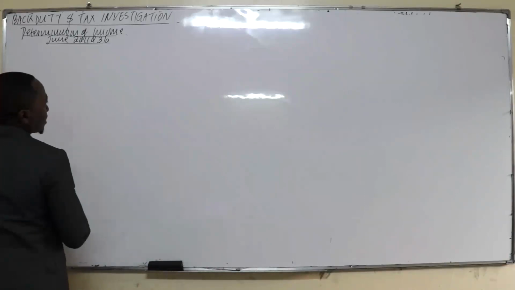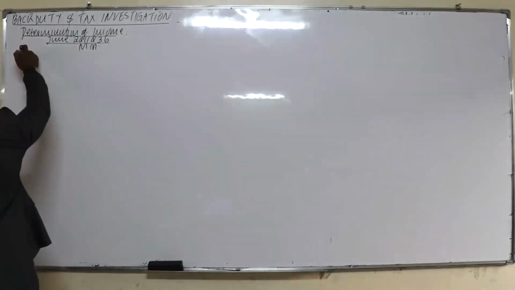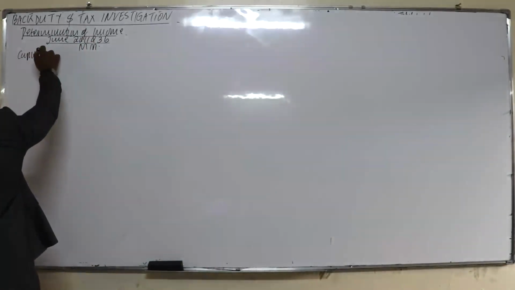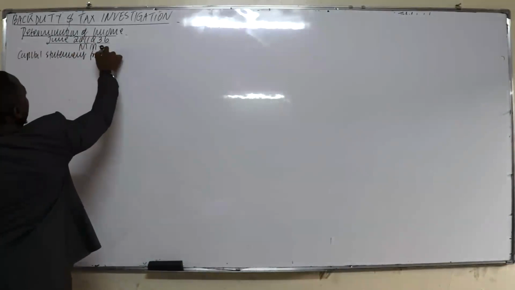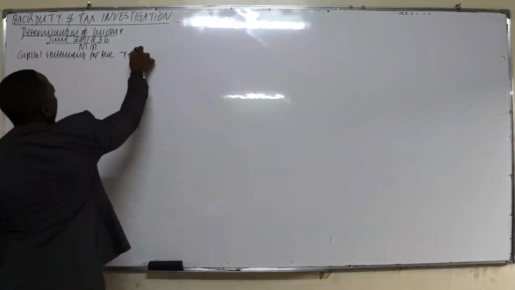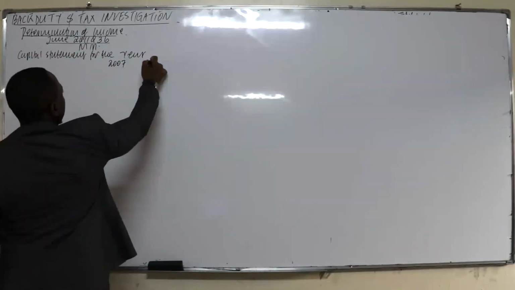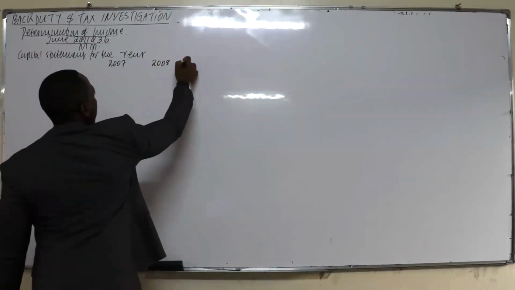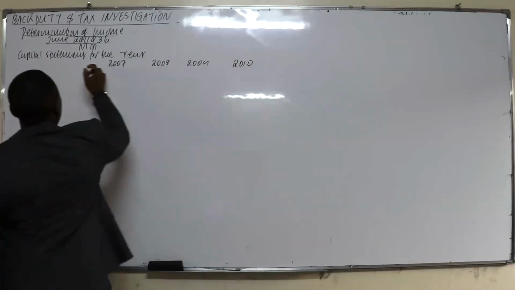So how do you determine that? You prepare the capital statement. So Makosa Maingi, capital statement for the years 2007, 2008, 2009, 2010.